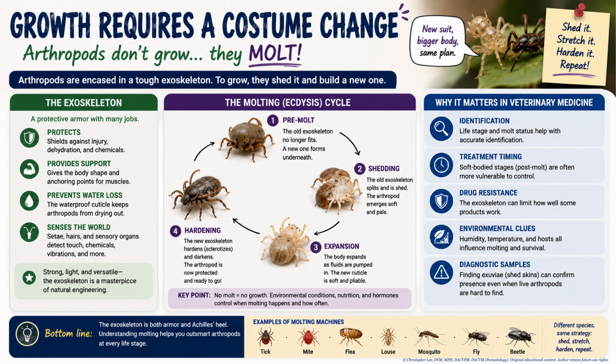This matters clinically because life stages affect identification, control, and environmental survival. Some stages may be easier to find, while others may be hidden or protected. Some stages are more susceptible to control measures, while others are resistant simply because of where they are or how they are protected. The clinical message is, do not think of arthropods as static. They are moving through life stages, and those stages often determine what we see and how we intervene.